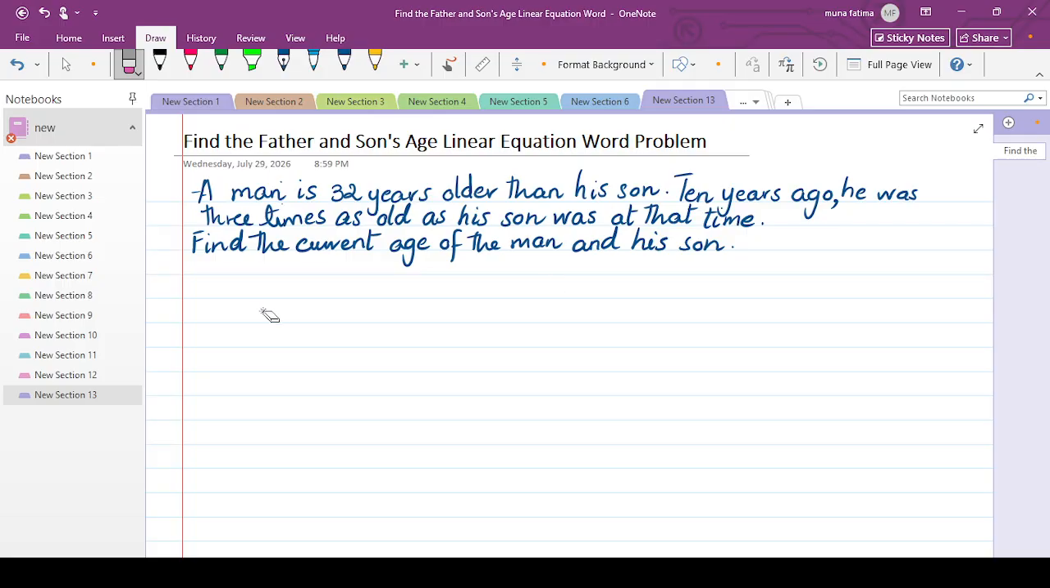The word problem is: a man is 32 years older than his son. 10 years ago, he was three times as old as his son was at that time. Find the current age of the man and his son.